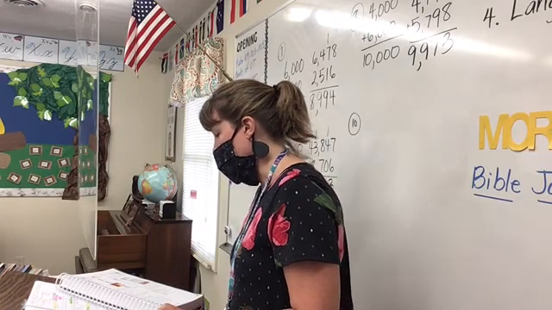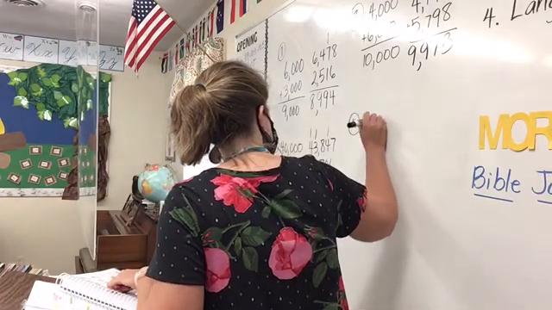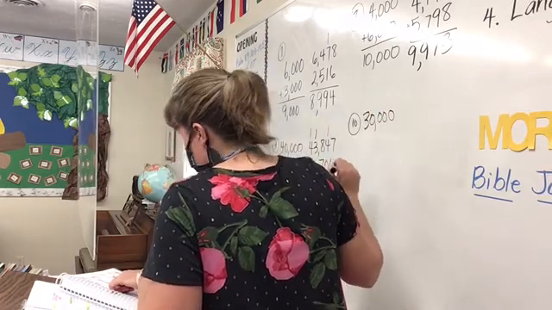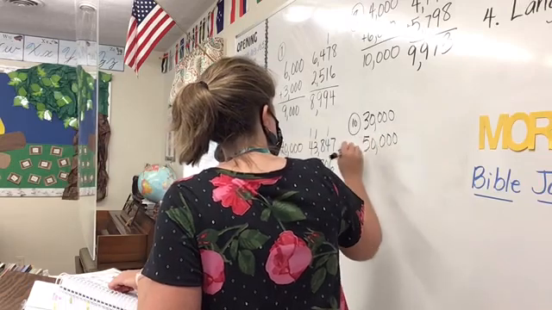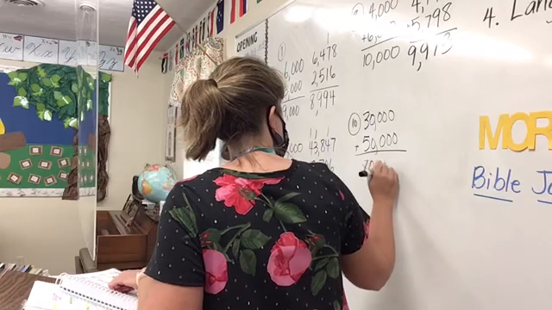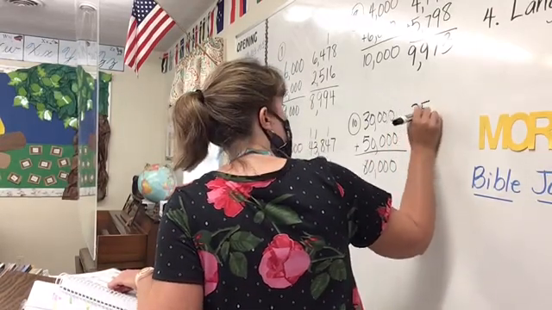Okay, so when you estimate, you should have estimated up to 30,000 and down to 50,000. So you add those and you get 80,000. And then when you add the numbers, 25,000.